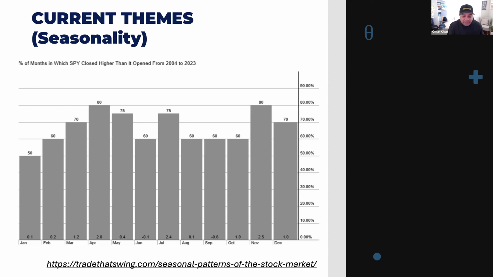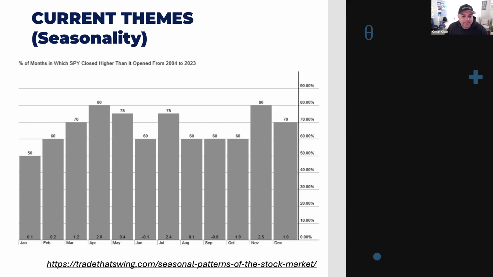Now, seasonality, again, as you can see, it's not 100%. What you're doing is you're playing odds and probabilities. And that's the great thing when you're writing puts and calls. When you're writing puts and calls, you can write puts close to the money, far away from the money. You can write calls close, far from the money. You can really tailor it based upon historical trends. And that's what we're looking at.